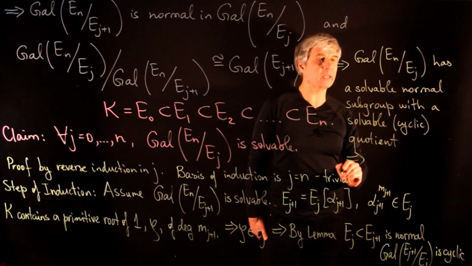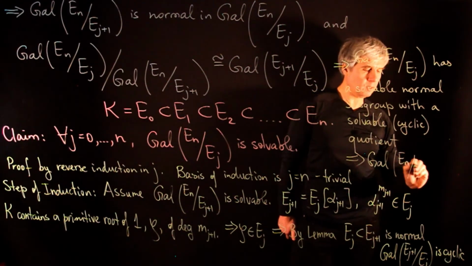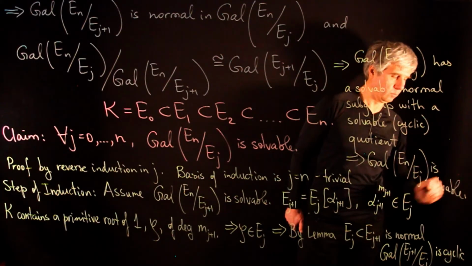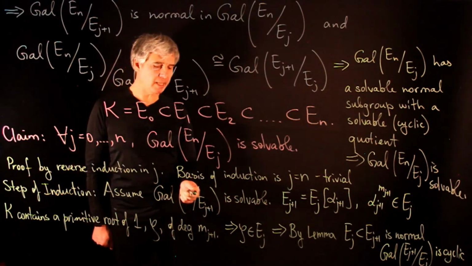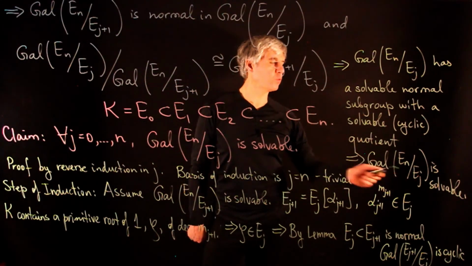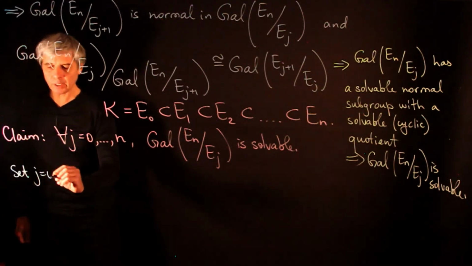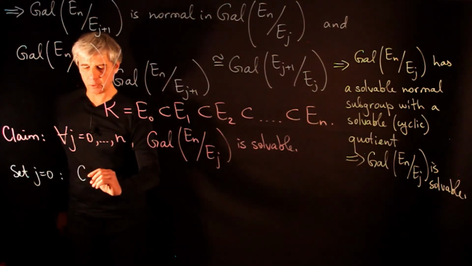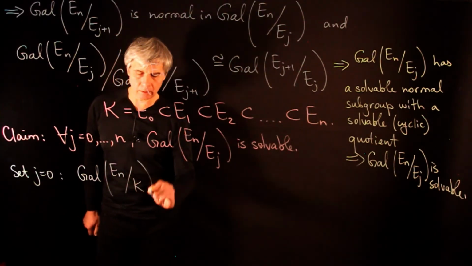And this implies that this Galois group of En over Ej is itself solvable. And this proves the induction step. So we assume that the Galois group of En over Ej+1 is solvable, and we prove that the Galois group of En over Ej is solvable. Now, if we set j to be 0 in our claim, then we get the statement of our theorem. So we conclude that the Galois group of En over K is solvable.